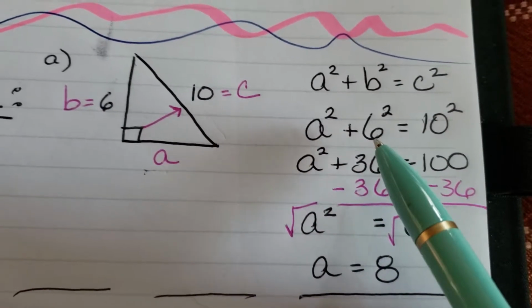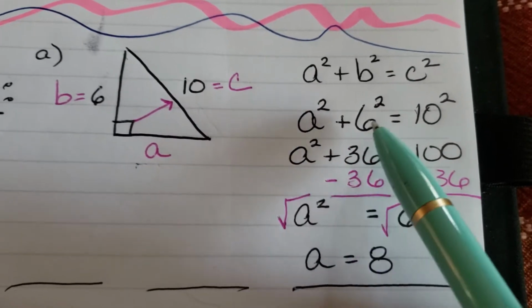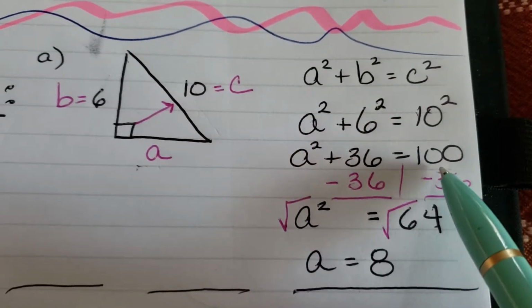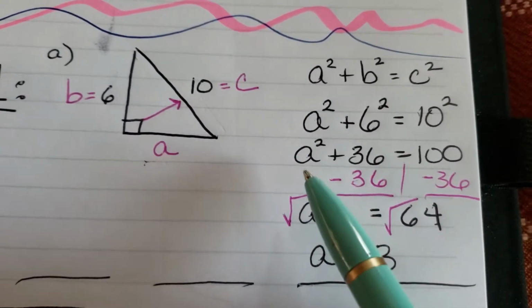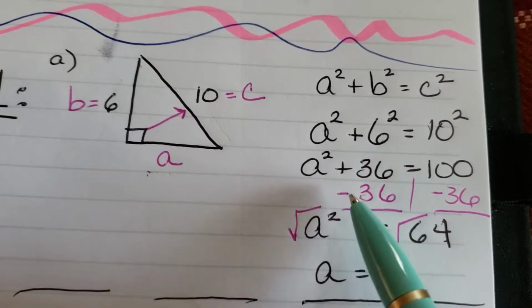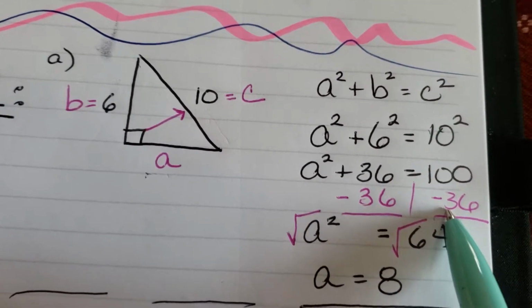So now square them. So 6 squared is 36. My A squared comes down. My plus comes down. 6 squared is 36. Equals comes down. 10 squared is 100. We need to isolate our variable A because that's what we're trying to solve for. So therefore, do the inverse operation. Subtract my 36. What I do to one side, I have to come over and do to the other.